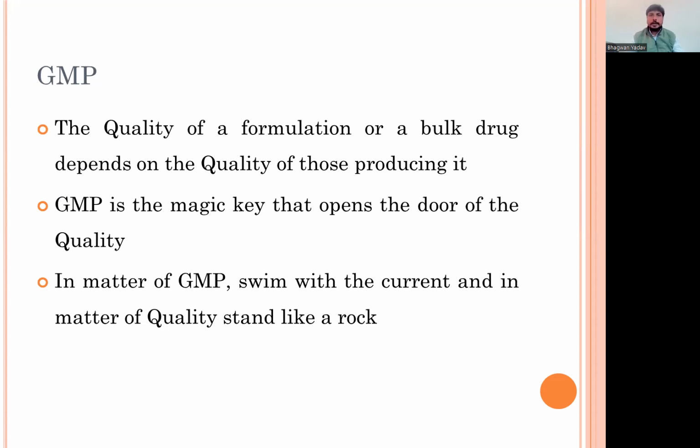So we can say personnel are also responsible for that. The persons who are working in the manufacturing processes are also responsible. They are using the SOPs, they are following the GMP. All these points are responsible. Second point, GMP is the magic key that opens the door of the product. If you are using GMP, good manufacturing practices, in a pharmaceutical, then we can say the quality will be achieved.